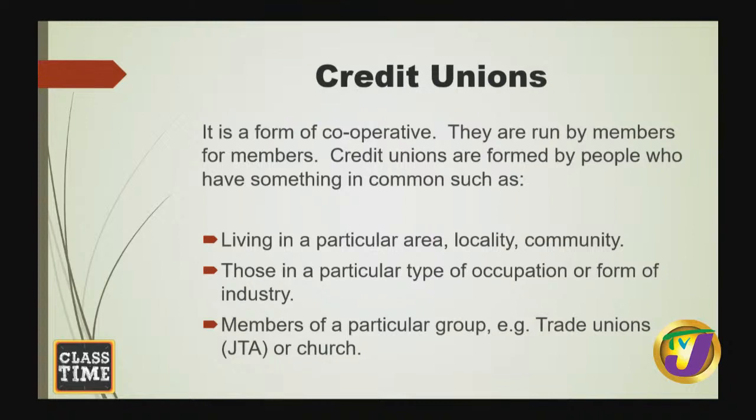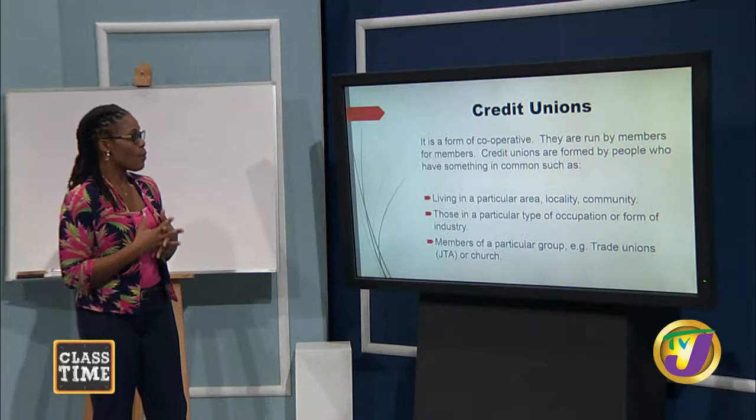So cooperative falls under that broad topic. It's a form of business organization. A credit union is a form of cooperative. They are run by members for members. So it means that the clients are the owners. So it's by members for members.